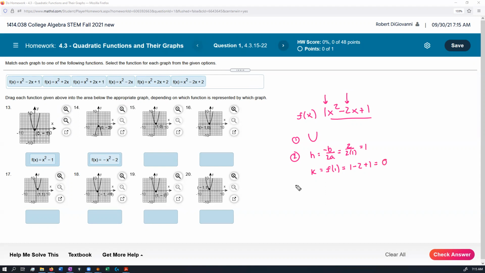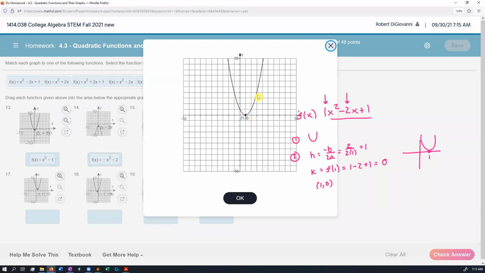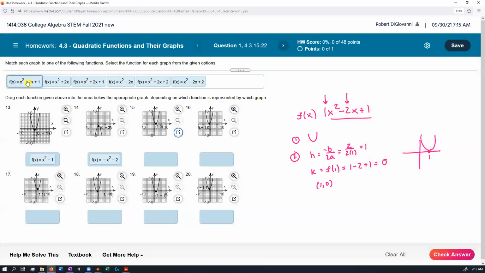All right, if I find a quick sketch, my vertex is at 1, 0, which is here. And it opens up. I only have one x-intercept and it's at 1, 0. And I can already tell from these pictures that it's got to be this one right here. Right there. So that one goes here.